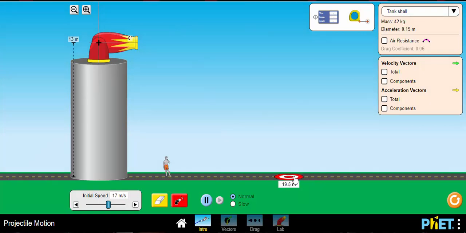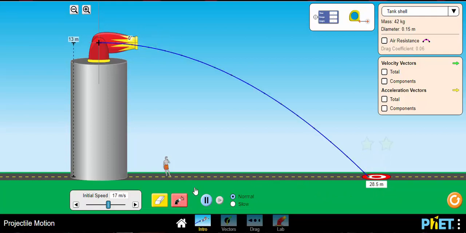Let's put the target at 28.56 meters. That's going to be close. And let's fire. And once again, we've hit the target. We were off a little bit just simply because of our decimal places.